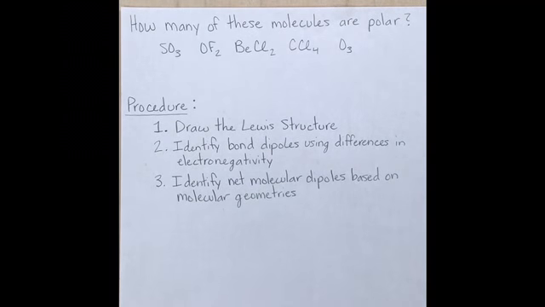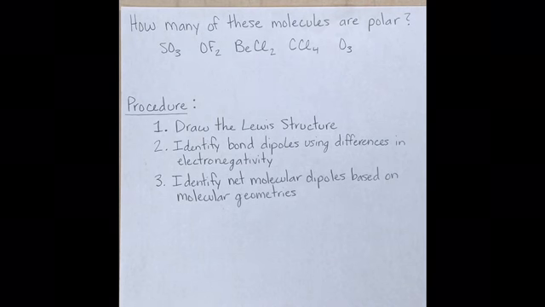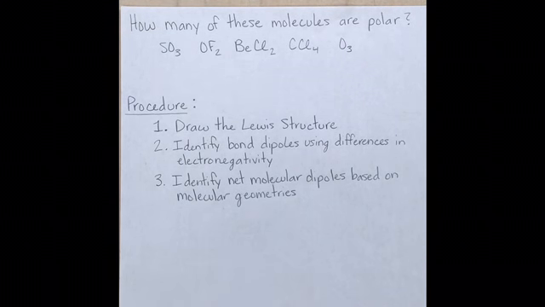The question reads, how many of these molecules are polar? And the question is followed by a list of molecules including SO3, OF2, BeCl2, CCl4, and O3. To solve this problem, we are going to do three basic things for each molecule.